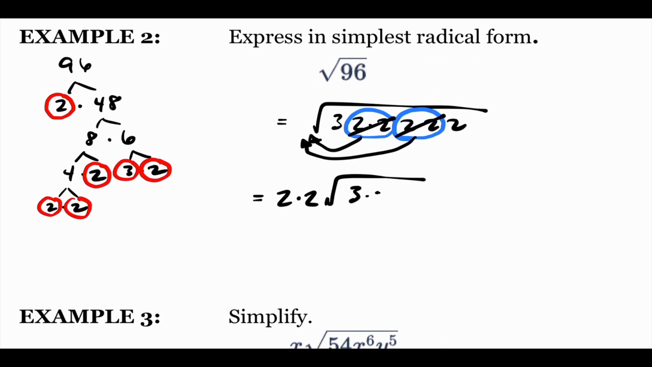What's left is a 3 times 2. 3 times 2 is 6. 2 times 2 is 4. Done. Broke down as far as you can. Okay.